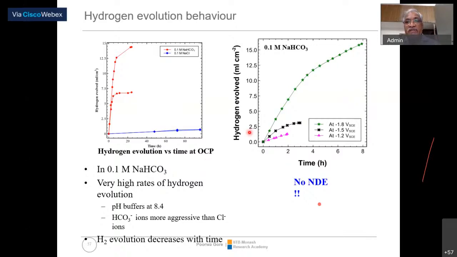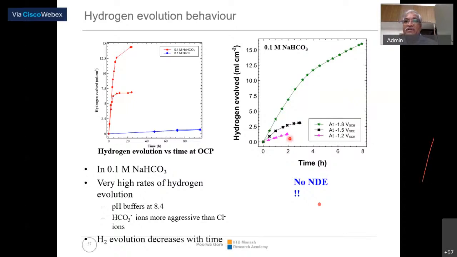So when you do this experiment in bicarbonate solution, it is very interesting. This is at minus 1.8, minus 1.5, minus 1.2, carrying this out in the solution. The amount of hydrogen evolved is becoming less and less. That means when you polarize anodically from minus 1.8, minus 1.5, minus 1.2, the amount of hydrogen evolved is reduced here.